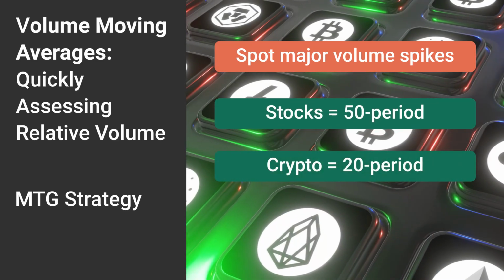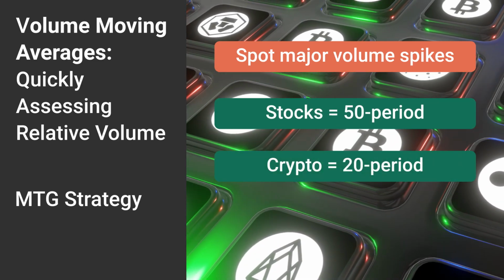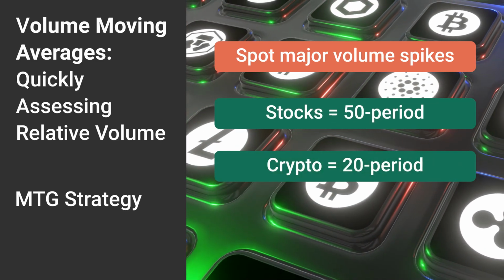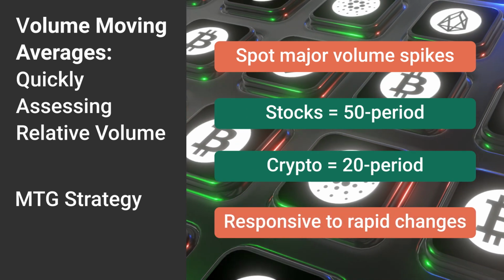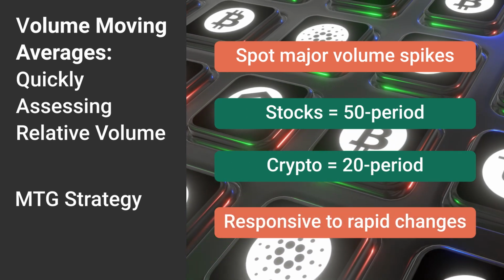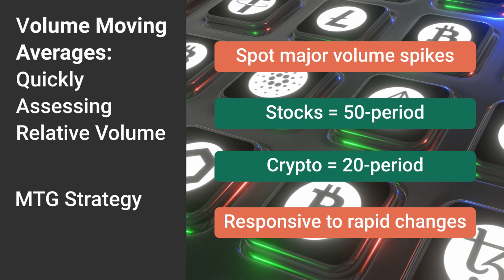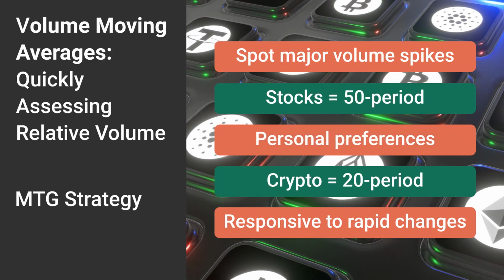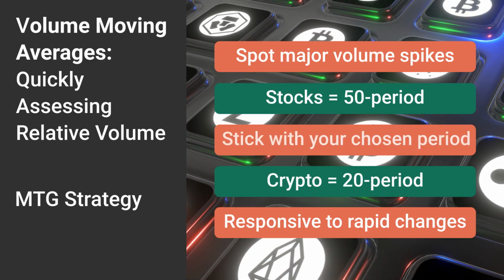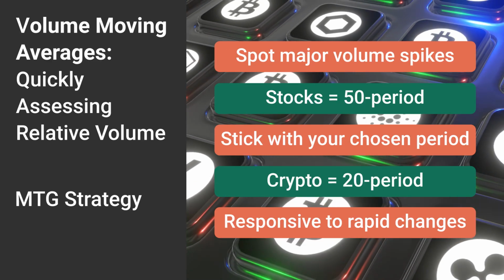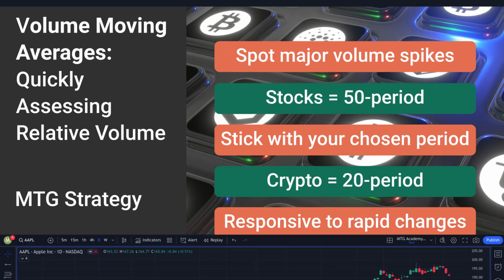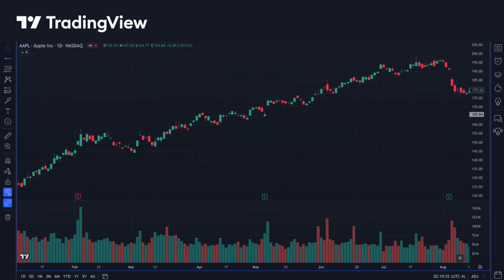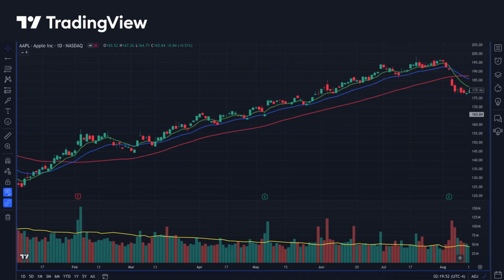However, for the faster-paced cryptocurrency markets, we tend to prefer the 20-period volume moving average as it's more responsive to rapid changes in volume. Ultimately, whether you use the 20-period, 50-period, or any other period moving average, it's your personal preference. What's most important is to consistently stick with your chosen period so you can develop a feel for interpreting the indicator consistently. In this example of Apple, we can see that the 50-period volume moving average is plotted as a yellow line on the volume chart.